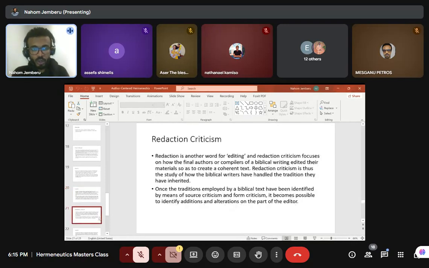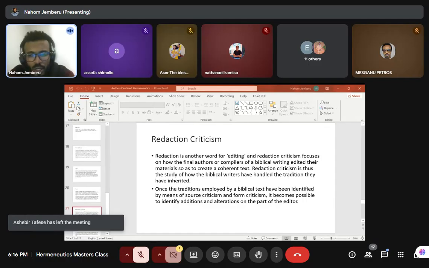The fourth one is what we call redaction criticism. Redaction means editing, simply speaking. Redaction criticism focuses on how the final authors or compilers of a biblical writing edited their materials. So, for example, think of the New Testament, the Synoptic Gospels, as I've said. We can discern that Matthew, Mark, and Luke seem to have shared a source. However, even though they shared a source or sources, they differ in the way they edited the source and the way they organized the final material.